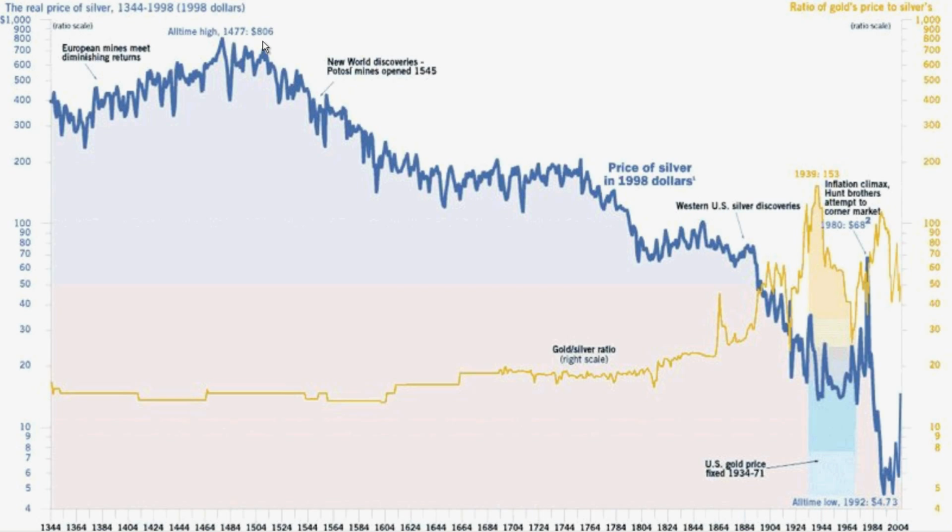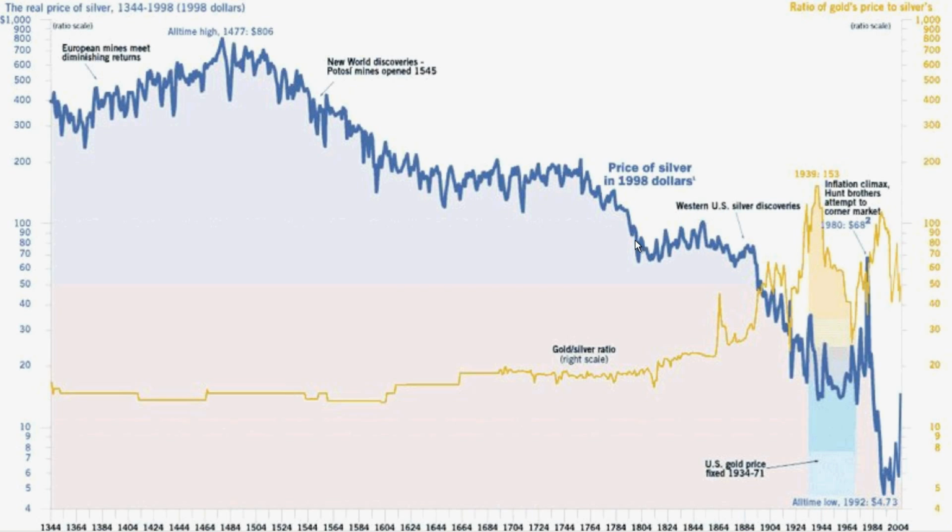Now that was followed by the New World discoveries, and of course they found a ton of silver with the South American, Central American, American discoveries, and a lot of that was hauled back to Spain and Europe, etc. So that caused the price of silver to fall, and it started to stabilize, and that's until we get to a fairly decent drop here, but we don't really get an explanation for that one.